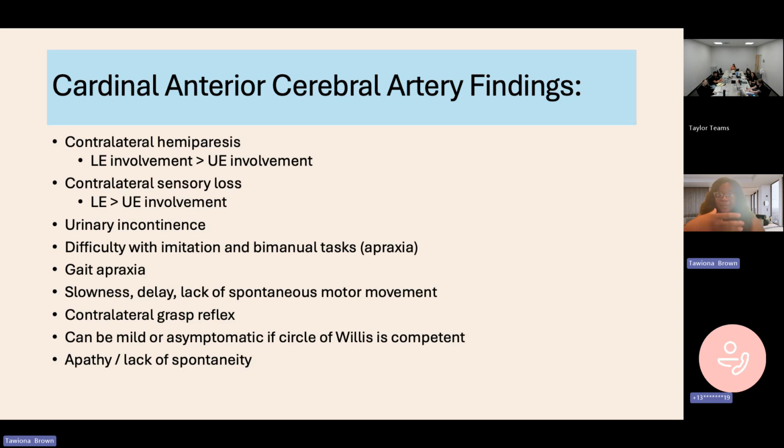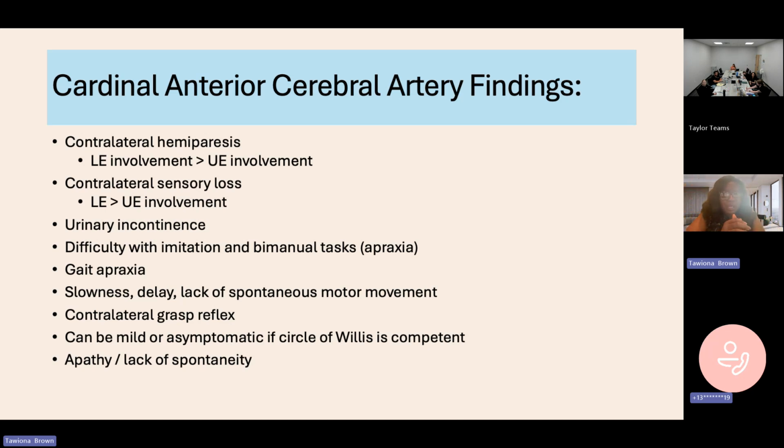And if you have a basal ganglia issue, you can also have bradykinesia, which is slowness in movement. There's going to be an issue with a contralateral grab reflex, so some primitive reflexes are going to come back into play potentially. It doesn't happen with everyone. A lot of these issues will be mild or asymptomatic if that collateral vasculature system is working. If the circle of Willis is competent, then oftentimes they're still getting blood supply, but it's just going around the corner to get it.